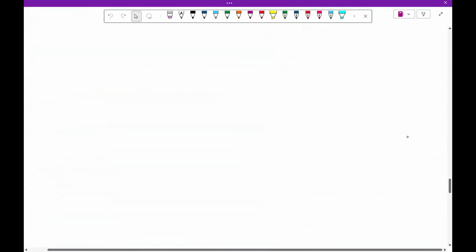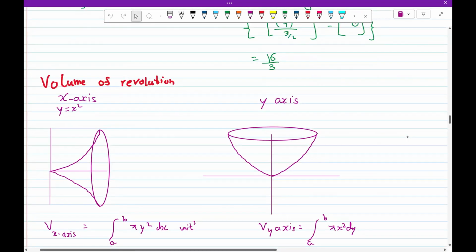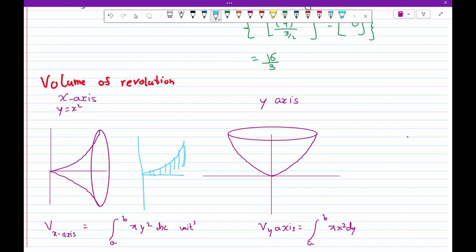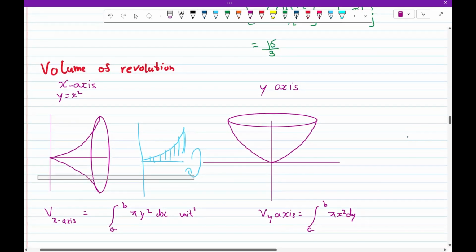Basically, volume of revolution is a variation in the integration question. Let's say we have this graph, right? This is the graph of this curve, and they ask you to find the area of the shaded region. This region is rotated 360 degrees along the x-axis.